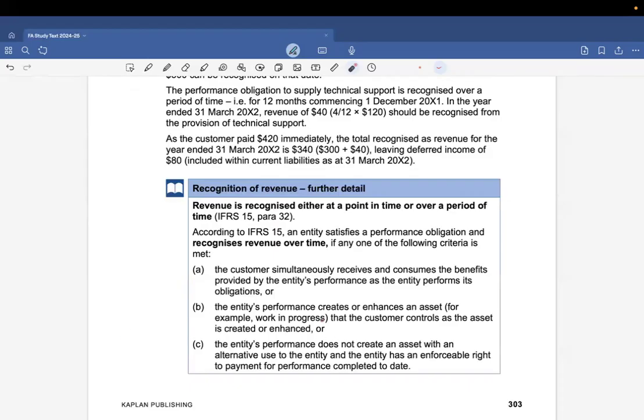Second one: the entity's performance creates or enhances an asset, for example work in progress, that the customer controls as the asset is created or enhanced. So you have given a contract to a civil engineer to construct your building, right? As and when the building is constructed, or for example, you are a construction company and the client wants you to build a building, right? So you're going to build the building. Would you wait till the building is completed in order to recognize your revenue or to get the payments? No, right? So as and when the building structure is being formed, you would get the revenue from the customer, right? So that is the thing that is here. Okay, it is called work in progress.